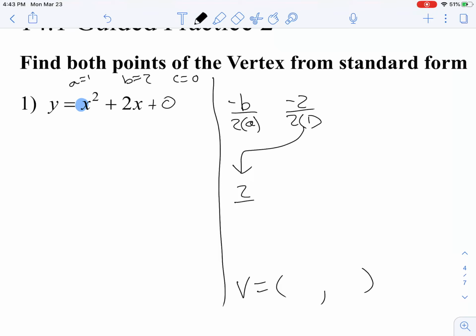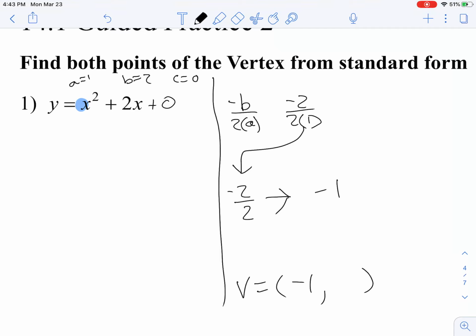That gives us negative 2 over 2, which is equal to negative 1. So my first point is negative 1. There's one more thing we need to build out now. So everything up until this point is what we did last time, or in part 1.